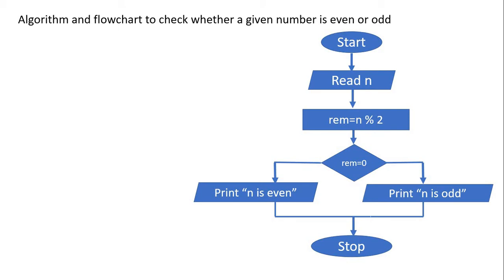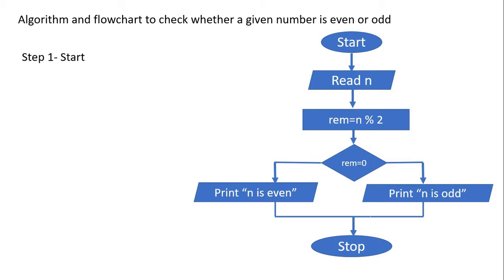even or odd. So as you all know, even numbers are those numbers which are divisible by 2. For example, 2, 4, 6, 8, these are called even numbers. And the numbers which are not divisible by 2 are called odd numbers. For example, 1, 3, 5, 7 and so on. So let us look at the algorithm to check whether the given number is even or odd.